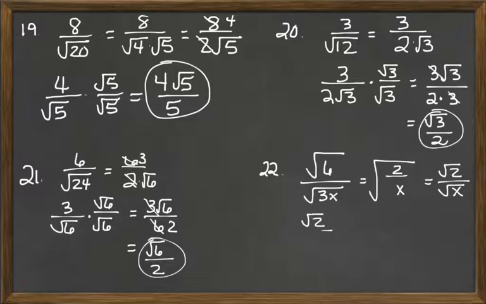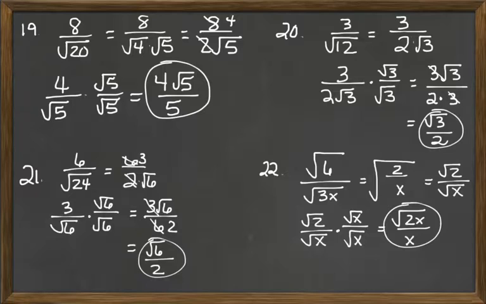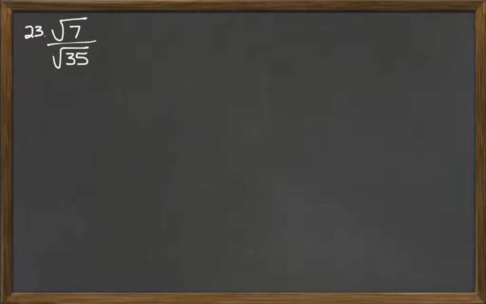Okay, so now we have 2 over the square root of x, and again, our fancy form of 1 is whatever is in the denominator. So in our numerator, we're going to get the square root of 2x. In the denominator, we're going to get the square root of x squared, which is x. All right.